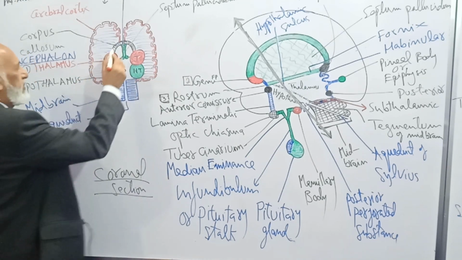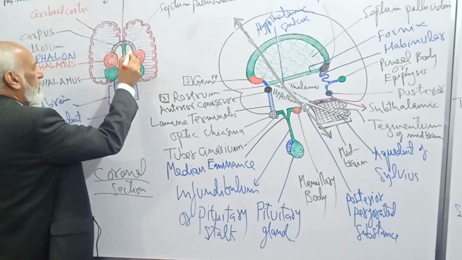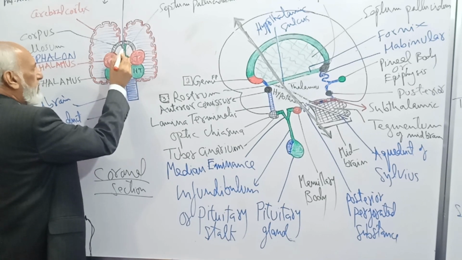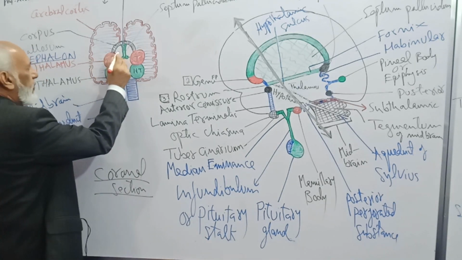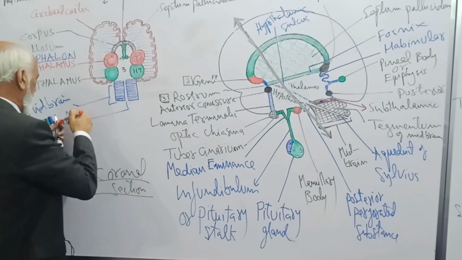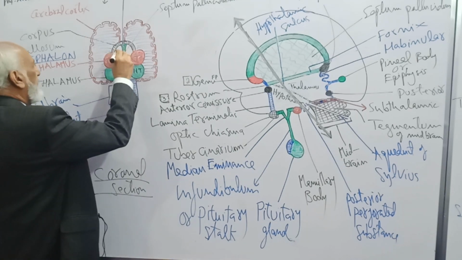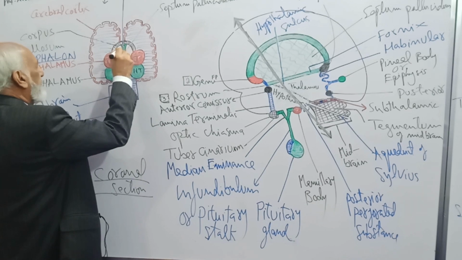Clear? Now you can see this is the under surface of corpus callosum. In the middle it is partitioned by septum pellucidum. Can you see one ventricle is this, one is this? Now what is this? Right lateral ventricle.